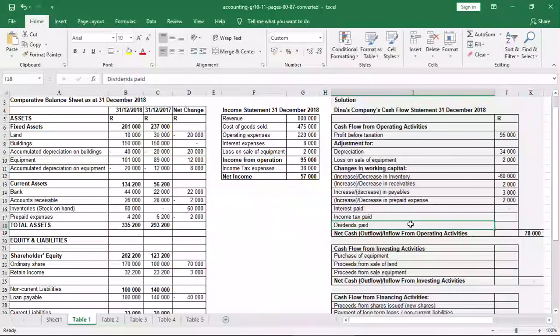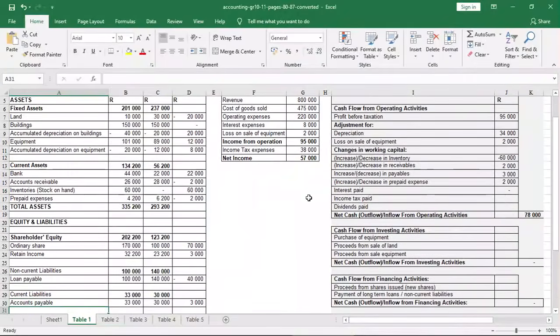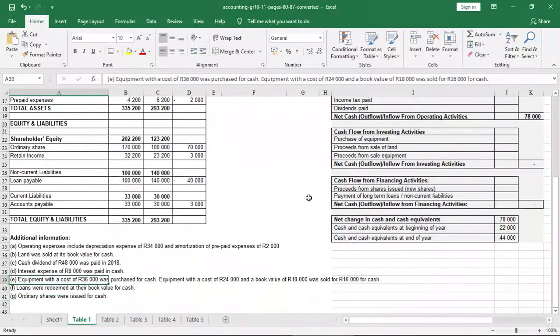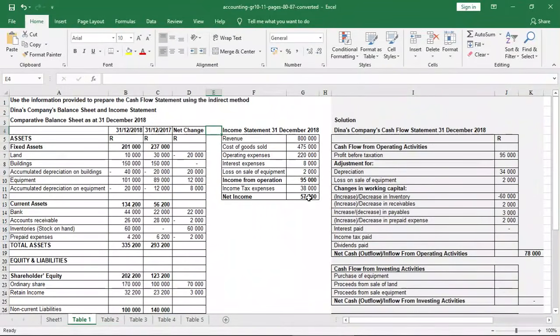And then next we go to income tax paid. Now here we are given the income tax expense of 38,000 rand, but we don't know if we paid it. Remember, our income statement uses the accrual rule. We record transactions when they take place, but not necessarily when there is movement of cash. So let's see if there is anything here about whether we paid the income tax. We've got land, cash dividend was paid, interest expense was paid. We are not told whether we paid it in cash, so we assume that we paid it in cash.